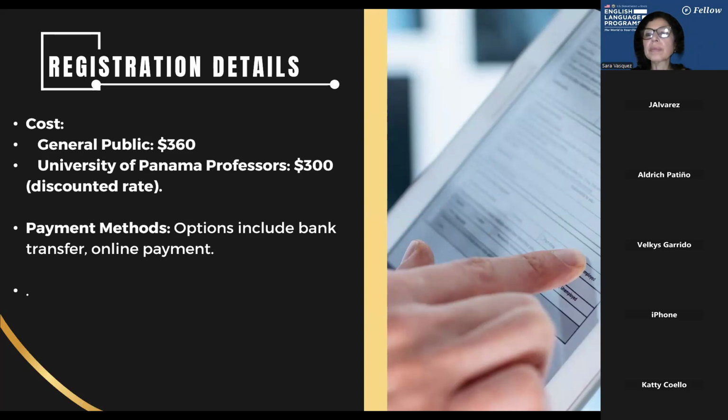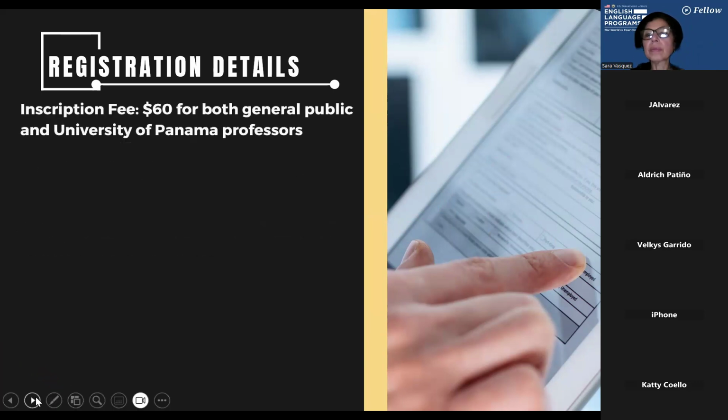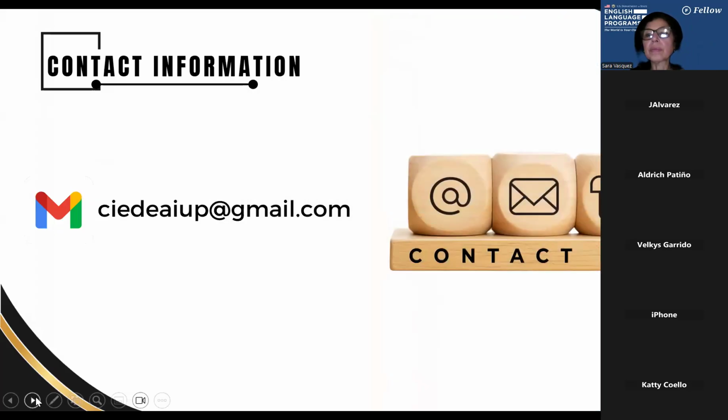It's all paid through the University of Panama account. If you need more information, you can connect to this email, please. Take a picture. This is the email that you have to send in order to request more information about the certificate program. Thank you.